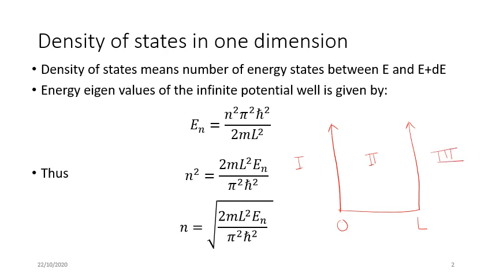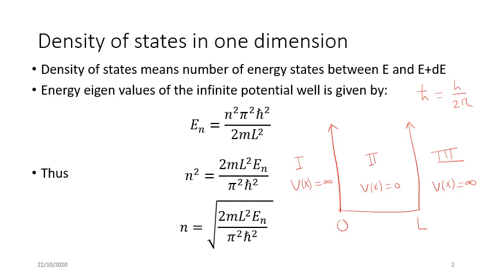In the first region the potential V(x) is equal to infinity. Here, V(x) is equal to 0, and here V(x) is again infinity. For this potential well we have calculated the energy eigenvalues: En is equal to n squared pi squared h cross squared upon 2mL squared. Here h cross is h upon 2 pi, and L is the length of this potential well.